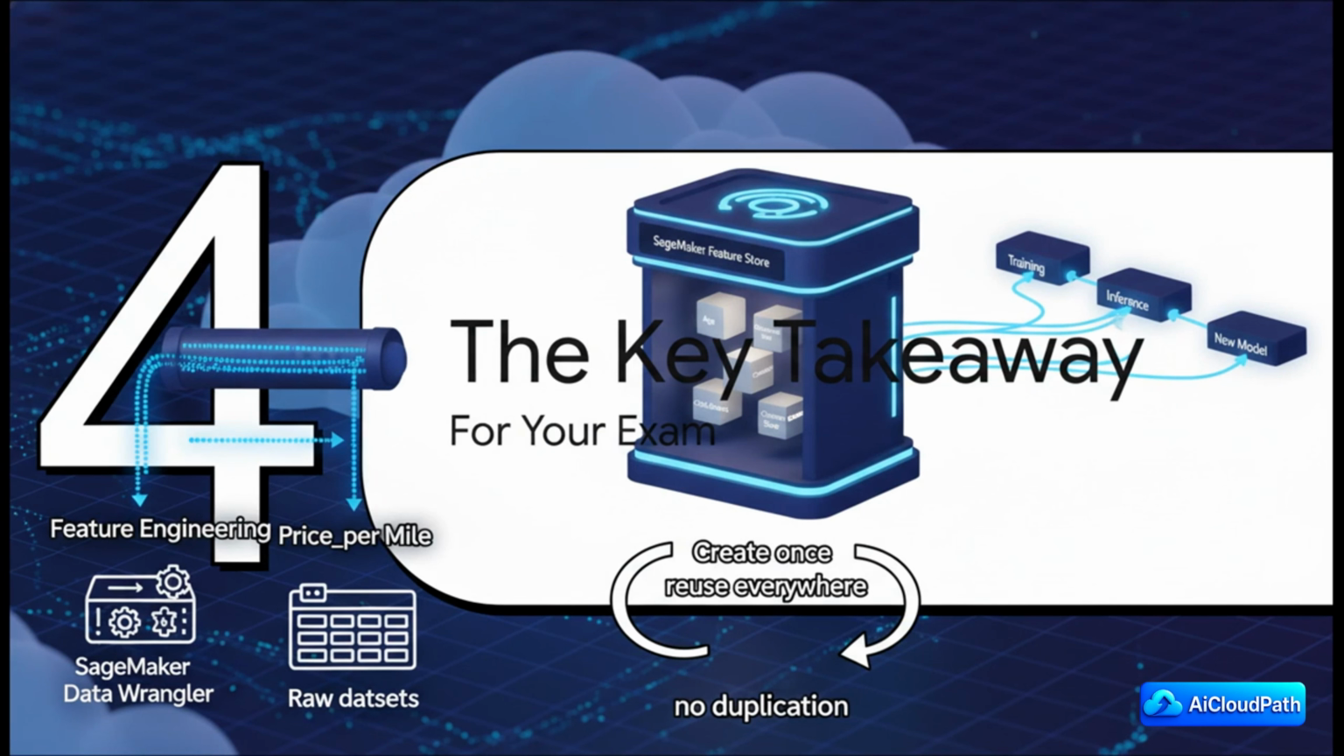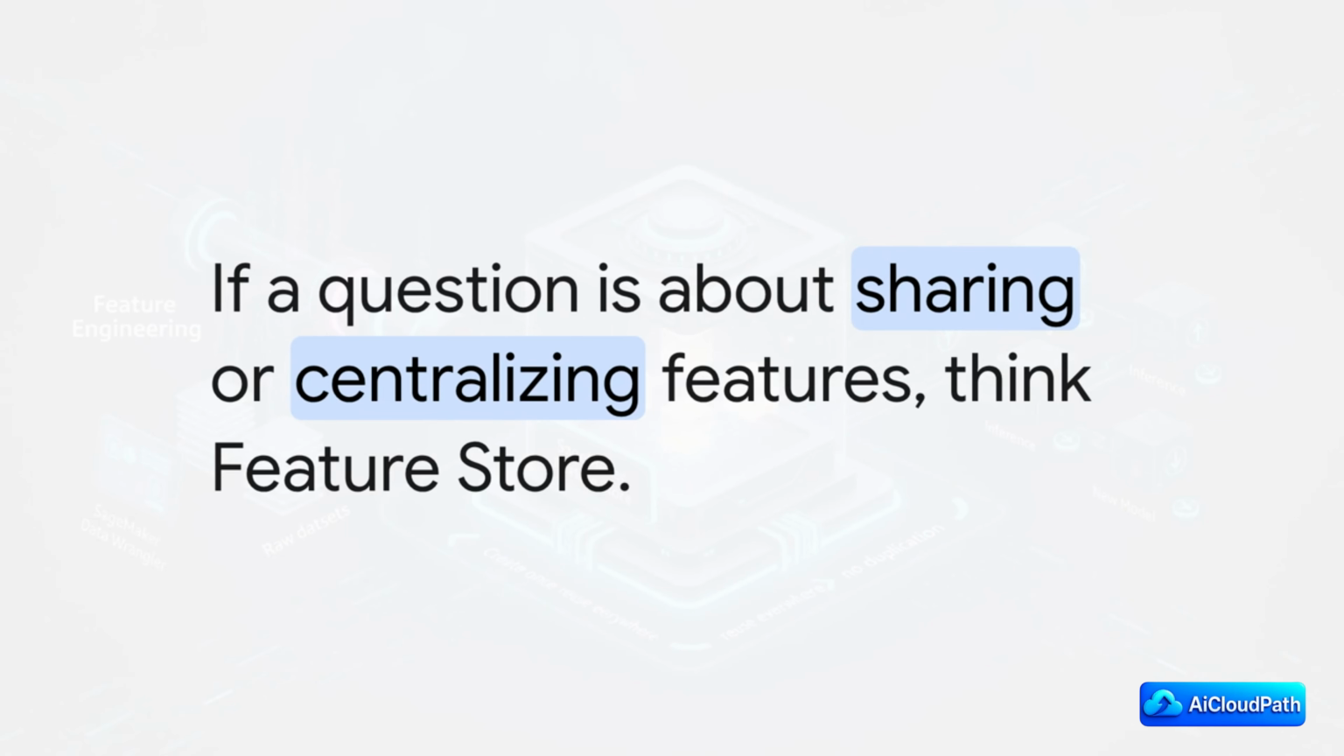Okay, listen up, because if there is one thing, just one thing you remember from this explainer, especially if you're studying for an AWS certification, please make it this. This is the absolute key takeaway. It is literally that simple. If you're looking at an exam question and you see keywords like sharing features, centralizing features, or how do we avoid redundant feature creation, your mind should immediately jump to the SageMaker Feature Store. That's the tool for that exact job. And believe me, it is a classic exam scenario.